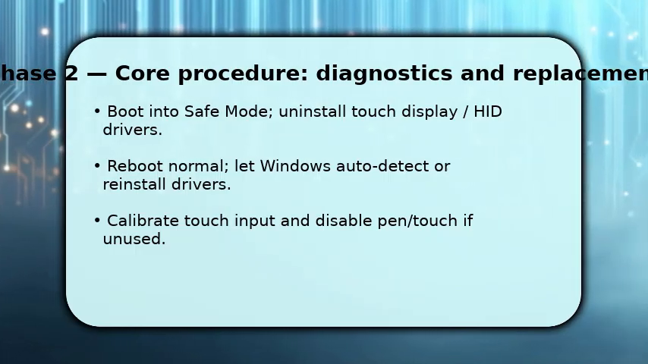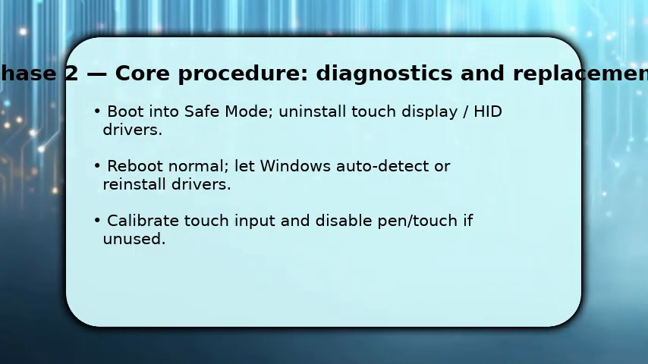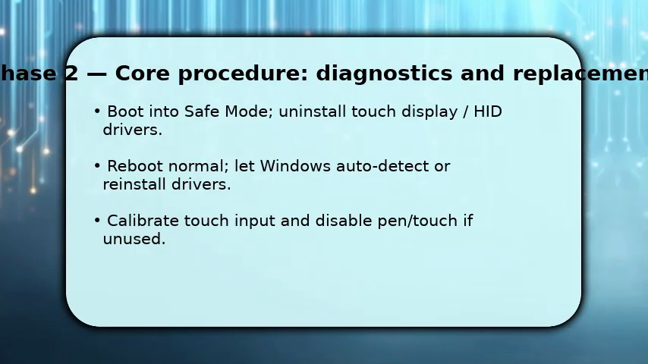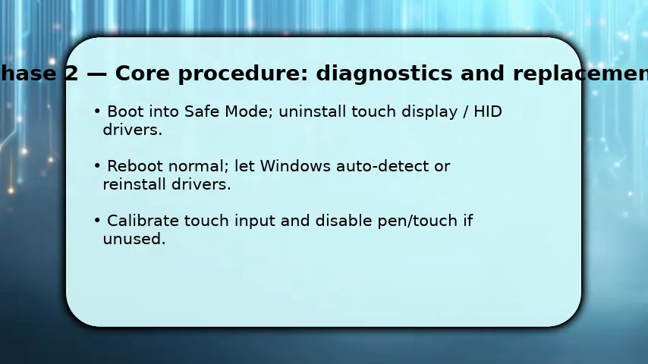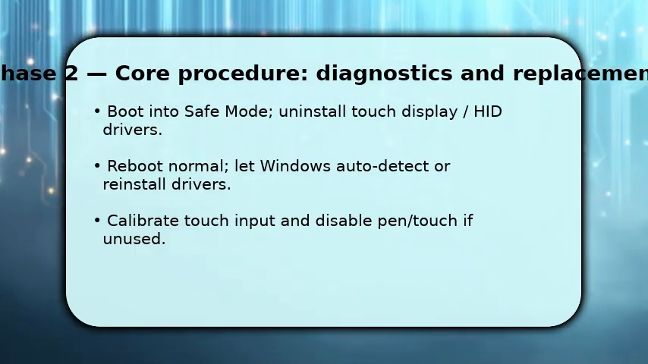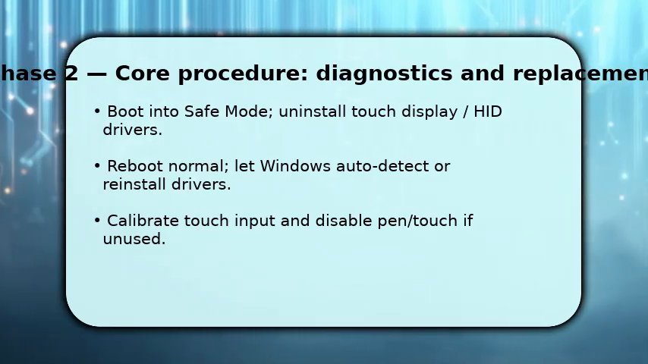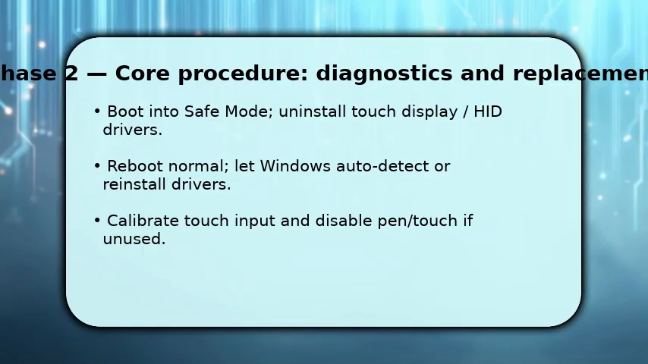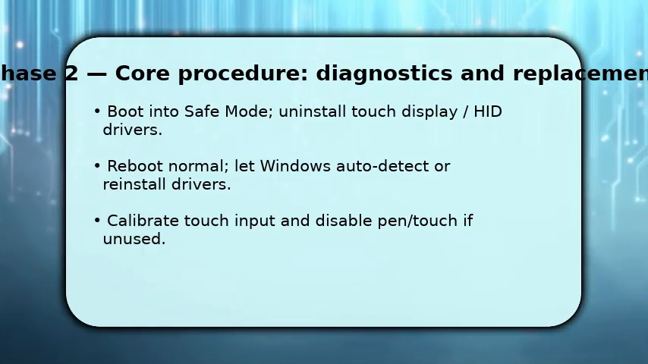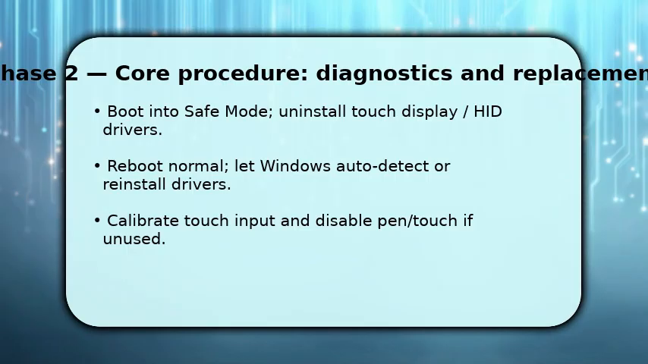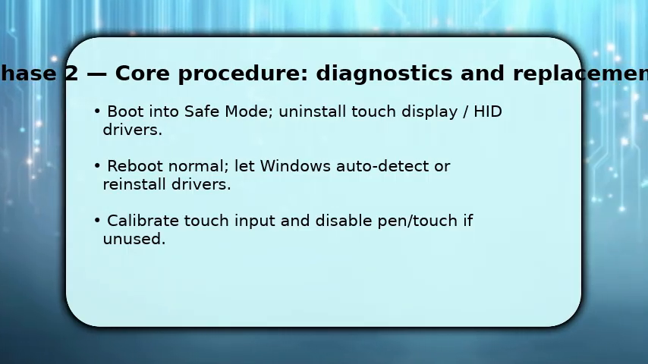Uninstall the touch display and HID-compatible drivers, then restart normally so Windows can reinstall clean copies. If automatic drivers return the issue, download the OEM touch driver and install it instead, because vendor drivers often solve firmware quirks. After drivers are stable, run the touch calibration utility and adjust sensitivity.